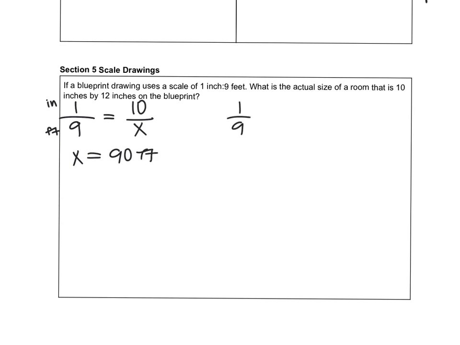Then we have to do it again for our width. So we have 12 over y, because we have to use a different variable.